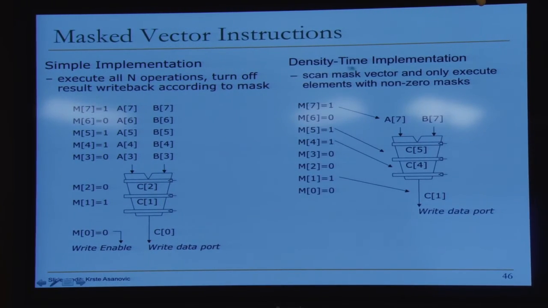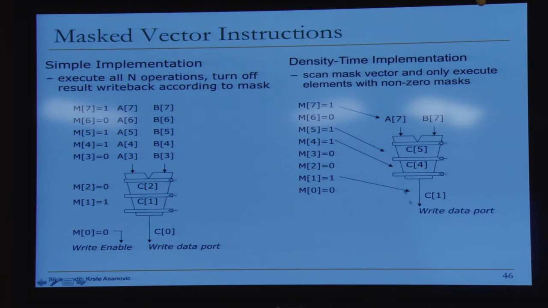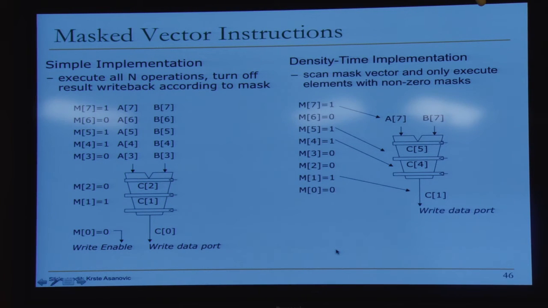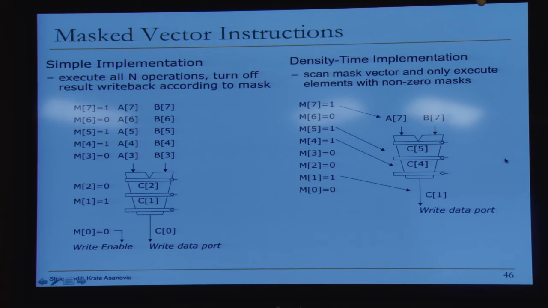There's also the density-time implementation. Basically, it's a fancy word for scanning the mask vector beforehand and selecting only those elements that have mask bits set. In that case, you execute and send into the pipeline only those operations with mask bits set. This requires a little bit more complexity, of course, right? You need to somehow scan this. And you need to do it fast. Otherwise, it could be your critical path, or it could delay your operations. But hopefully, it is more power efficient. And maybe it's shorter latency, depending on how many things have their masks set, right?